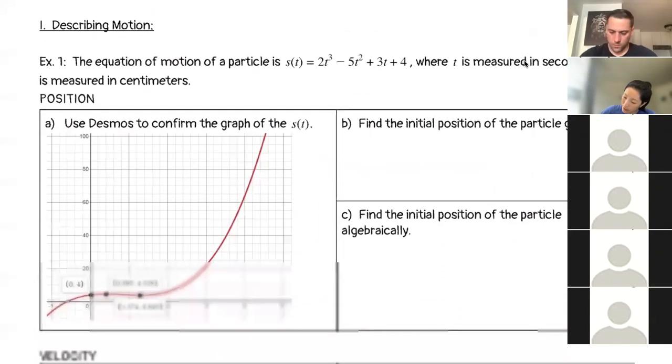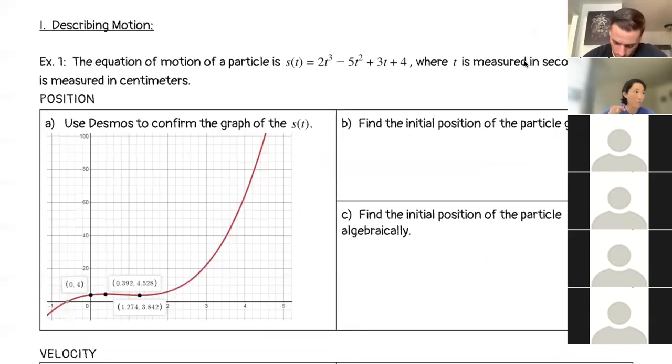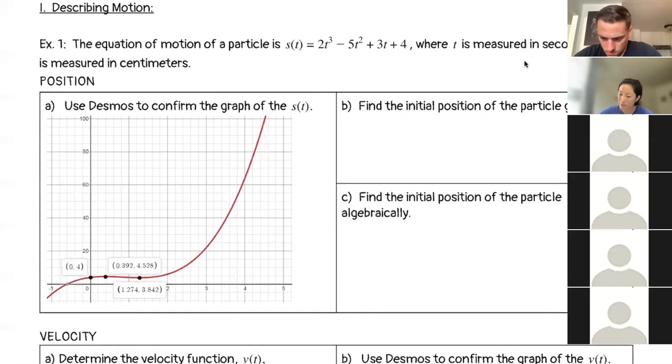So let's take a look at this first example here. Okay. So the equation of a motion of a particle is s of t equals 2t cubed minus 5t squared plus 3t plus 4, where t is measured in seconds and s is measured in centimeters, okay? And so we have this graph here. And so if you put this on Desmos, you should get a picture that looks something like this, okay? And I'll leave you to confirm that on your own time.